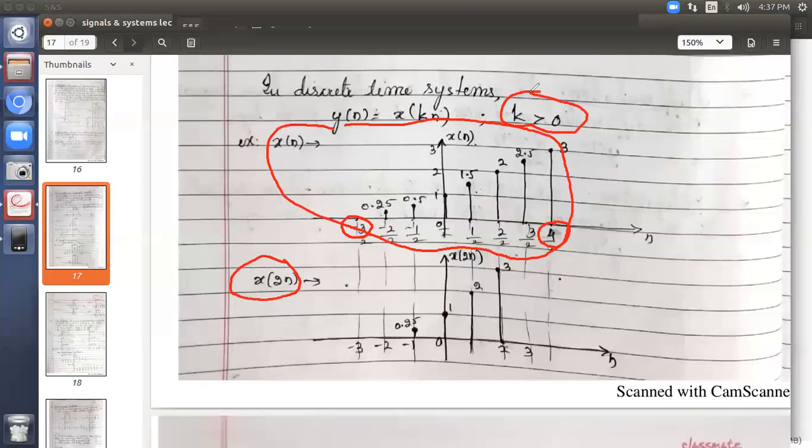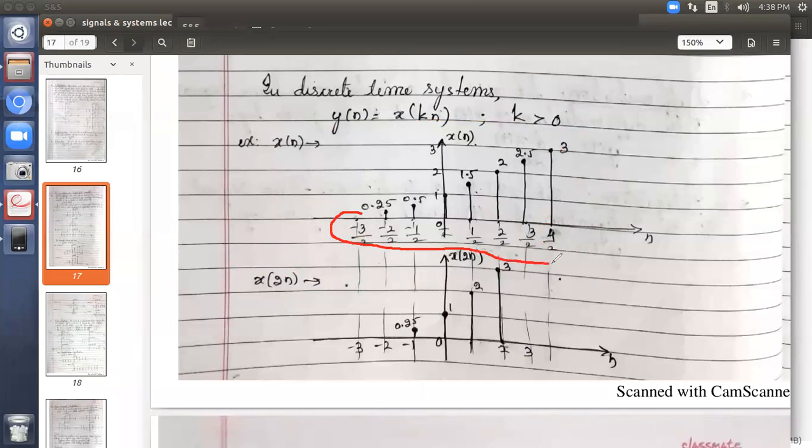K is greater than 0. K or A, whatever value you take, it is greater than 0. So you want the compressed version of the signal. In order to get the compressed version, you should go for division. So to get the division, what factor should be divided? It is given that the k value is 2. Hence, what will we do? We will simply take this range. You can see I have divided and marked it with the pen. You have to divide all the time values by this k factor, 2.